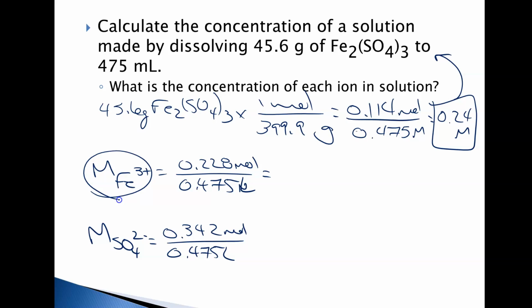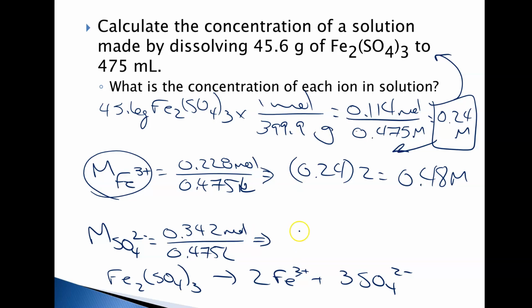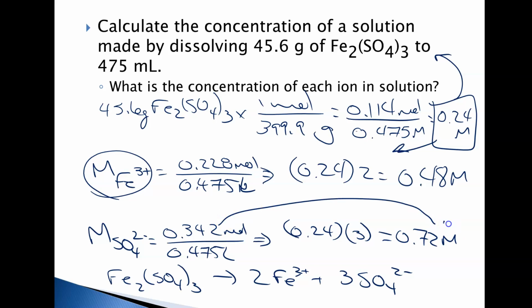Or I could say, you know what? I recognize that when this iron 3 sulfate breaks apart, it turns into 2 irons and 3 sulfates. So I'm going to take that 0.24 and I'm just going to double it. And that's the molarity of the iron. And if I do it for this one, I will triple the 0.24 and I'll get 0.72 molarity.